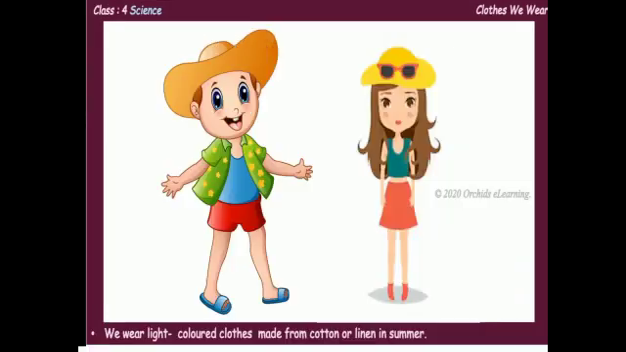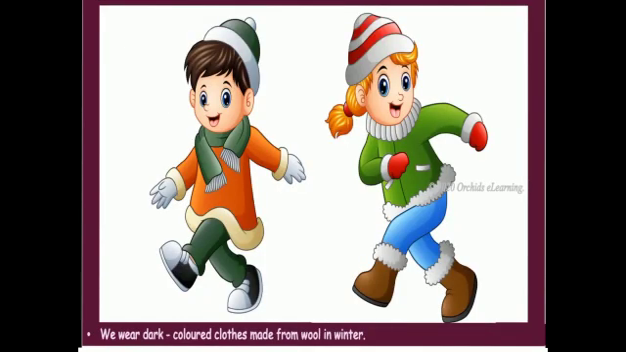We wear light color clothes made from cotton or linen in summer. Cotton clothes absorb sweat also. So we wear light color or white clothes in summer. Clothes suit the hot weather because they reflect the heat and keep the body cool. Next, we wear dark color clothes made from wool in winter.